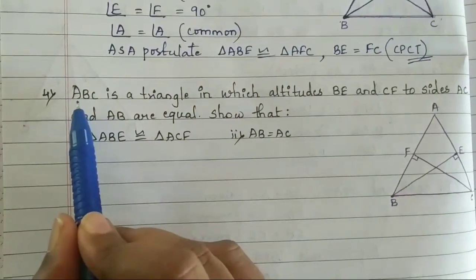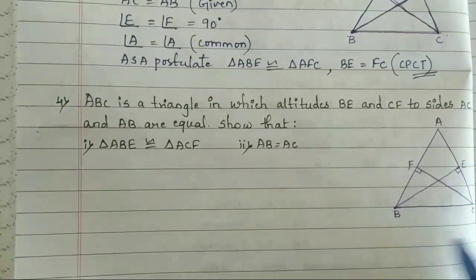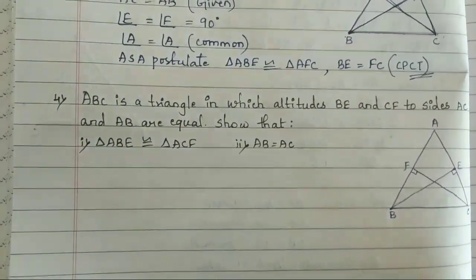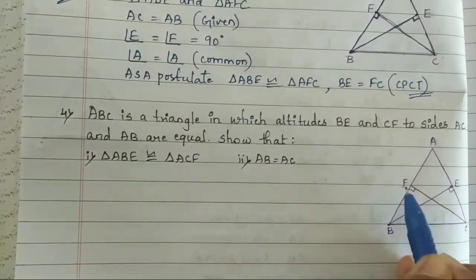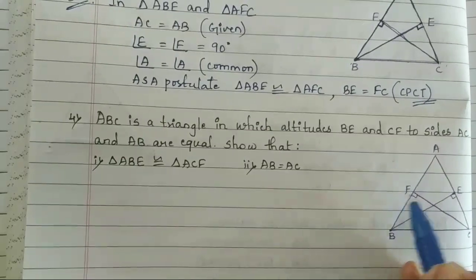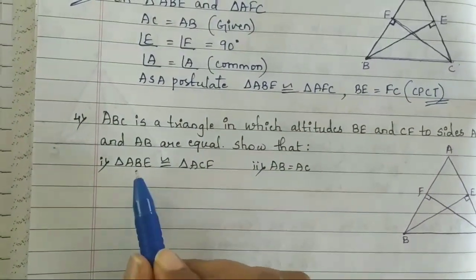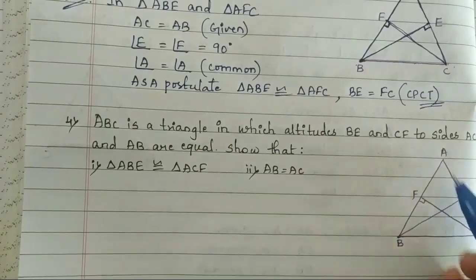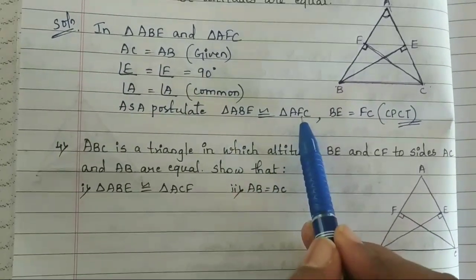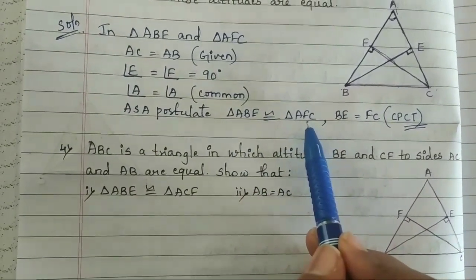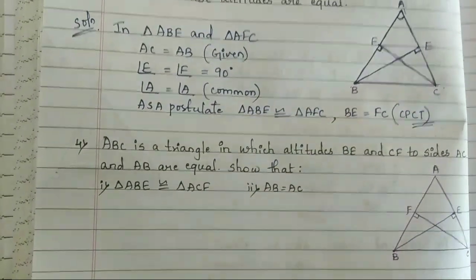So what is the question given? ABC is a triangle in which altitudes BE and CF to the sides AC and AB are equal. The same diagram is given. We have to show two things here. First thing is triangle ABE is congruent to ACF, the same thing. And the second thing we have to show is AB is equal to AC.